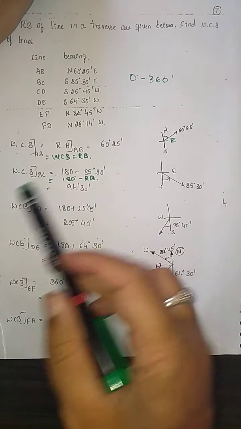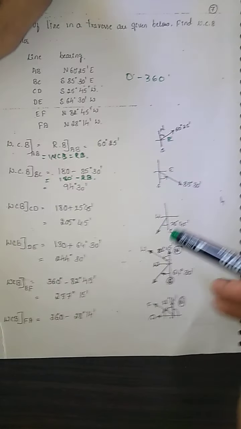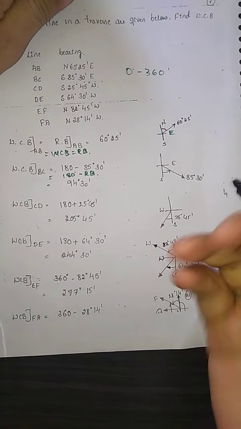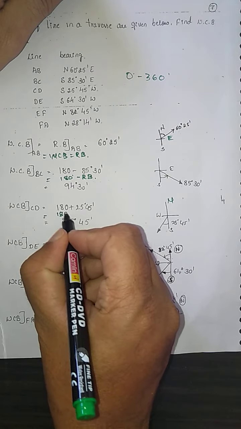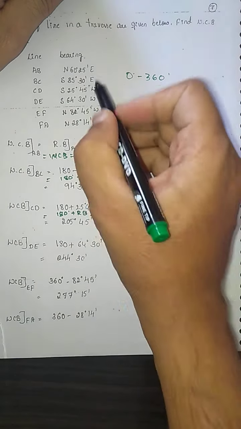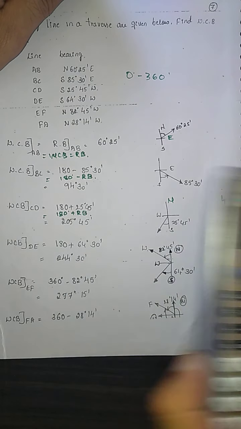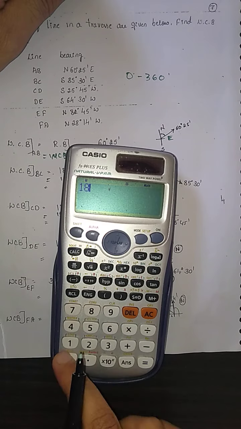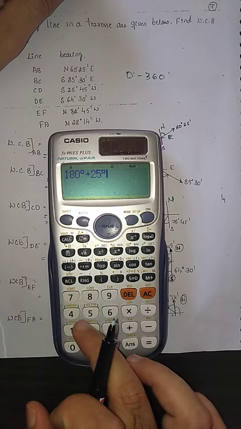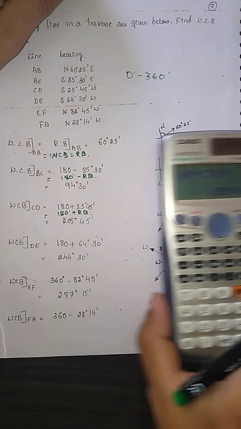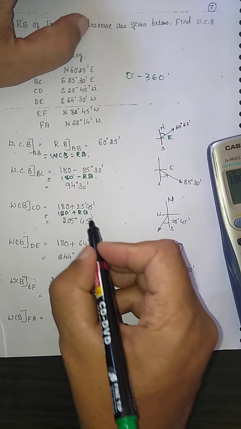Then the third one is southwest, which comes under the third quadrant. So the formula is 180 plus RB. Whatever the RB reading is over here, you need to take it. So 180 degree plus 25 degree 45 minutes. You are going to get 205 degree 45 minutes, and you write it like this.